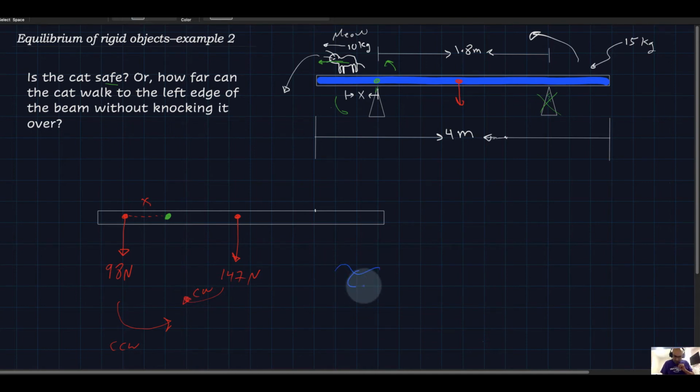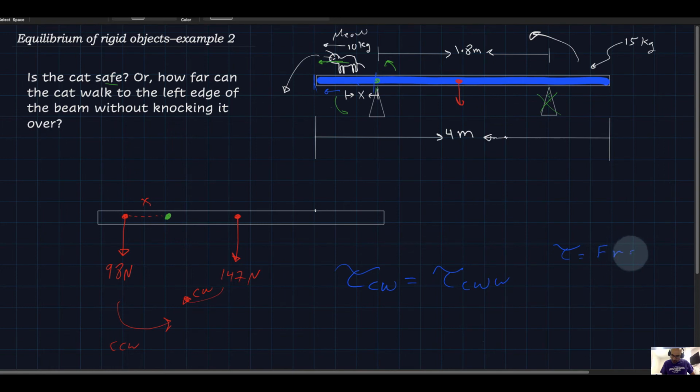I'm going to say torques clockwise must equal torques counterclockwise. To apply this equation, we can find x, because x is the only unknown. Then if x is bigger than this distance from here to here, then the cat is safe. But if x is smaller, then if the cat goes just further to the left, the system will destabilize.